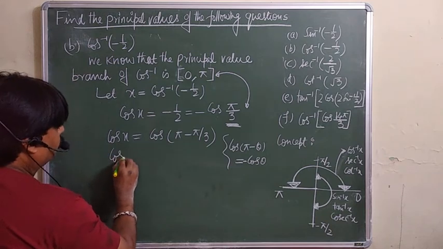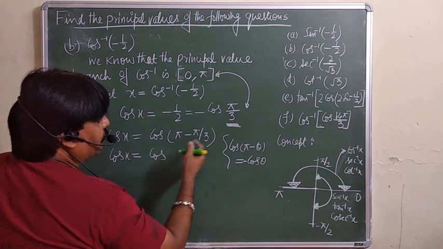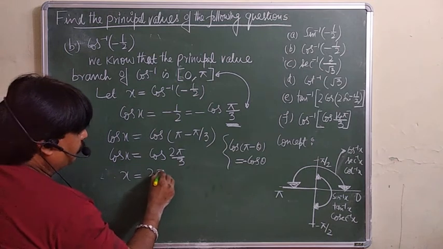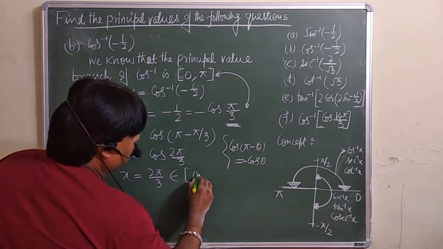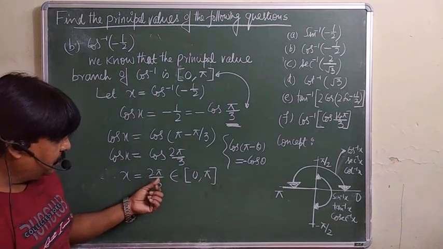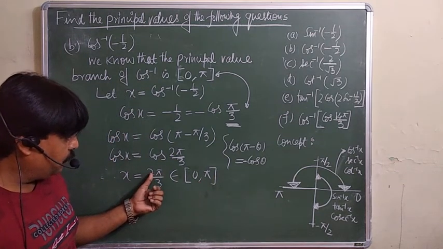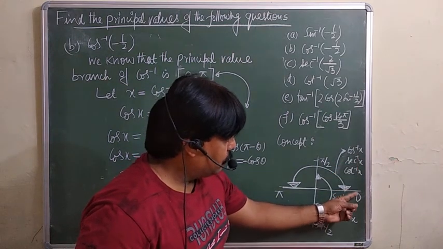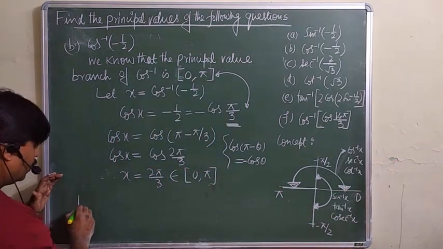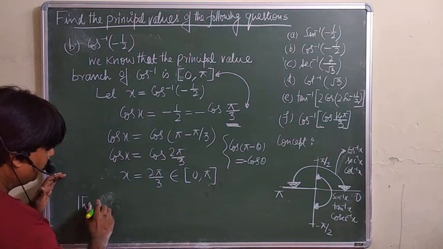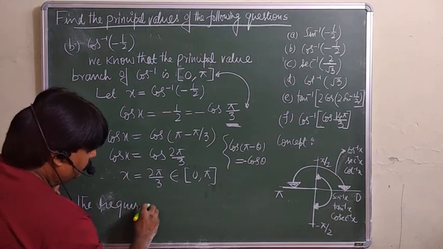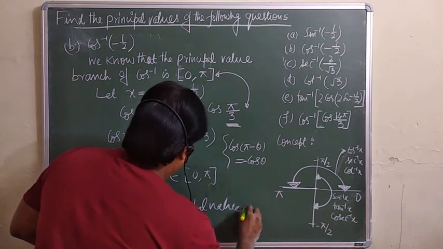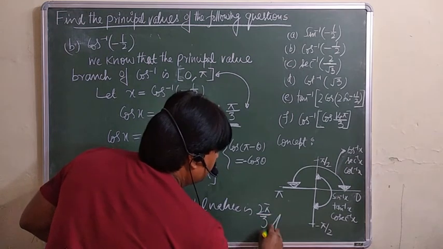So this can be written as cos x is equal to cos of pi minus pi by 3, which means 2 pi by 3. So therefore x is equal to 2 pi by 3, and this belongs to 0 to pi. See now, 2 into 180 by 3, 60 into 2, means 120, and 120 is already lying in this interval. As usual, we already know that these values are always from 0 to pi. So the required principal value is 2 pi by 3. This is your answer. Have a look.